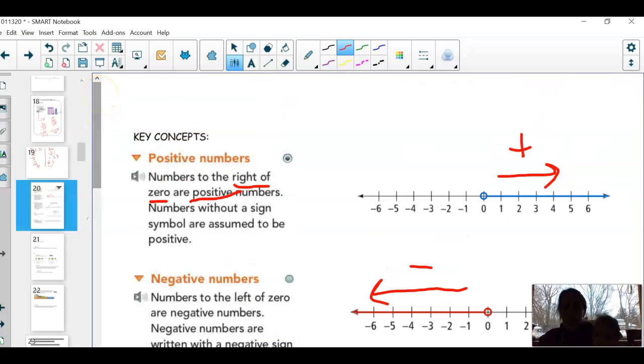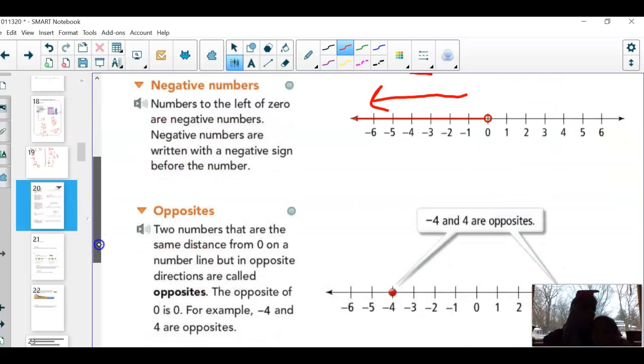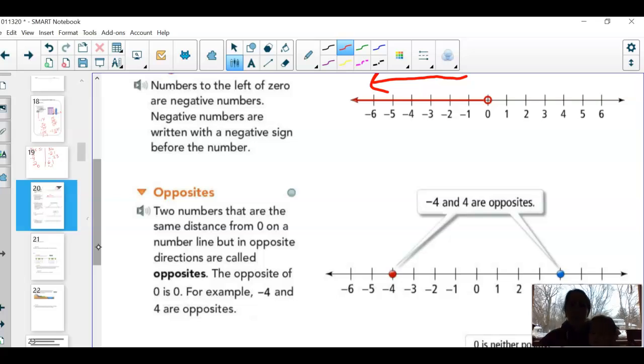So if I have a number line, si yo tengo una recta de números, the numbers to the right of 0 are positive and the numbers to the left are negative. If we look at 0, 0 is not positive nor negative. 0 no es positivo ni negativo.